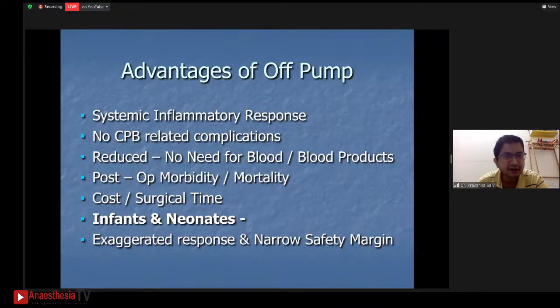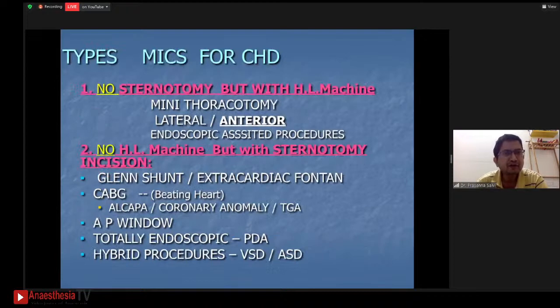The cost definitely comes down, the surgical time comes down, and especially in infants and neonates where there's a very narrow safety margin. So what are the types of minimally invasive? As I said before, where there's no sternotomy involved, but we do it on a heart-lung machine. So in that we do a mini thoracotomy, that is a lateral or an anterior, and endoscopic assisted procedures.